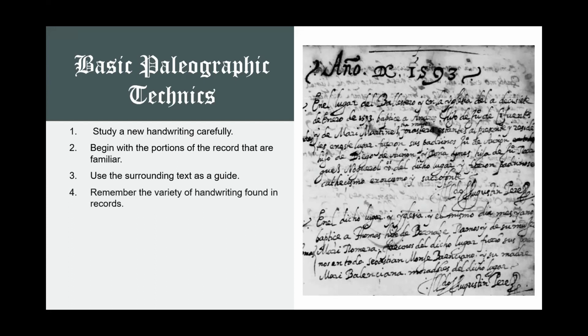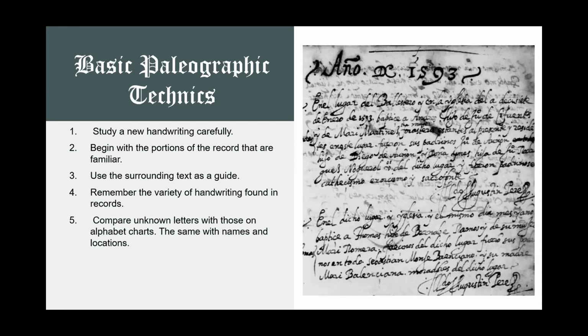After that, it's important to remember the variety of handwriting that's found in records. If you open up a document and you find a handwriting that you aren't familiar with, it could be very helpful to try to identify what the style is. Once you identify the style, you can probably find resources to help you understand how it's written and how the words are put down in that style.